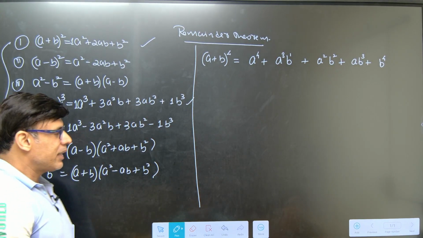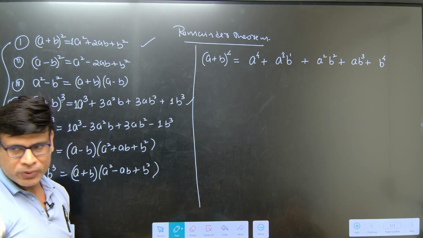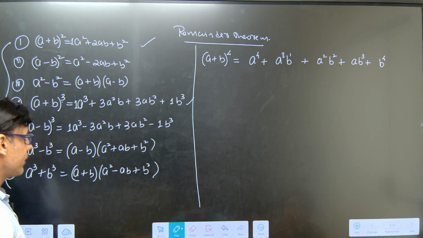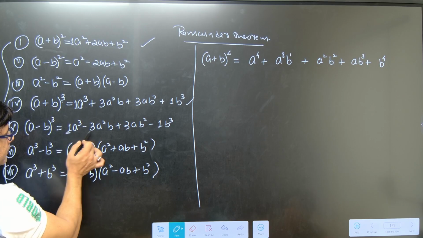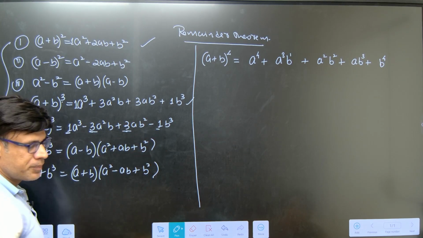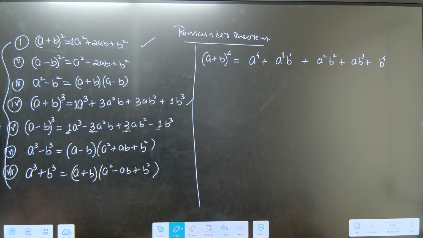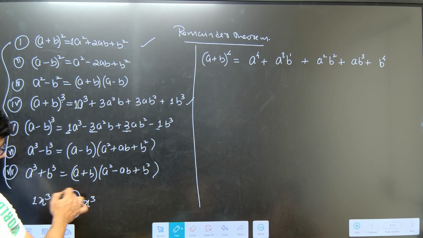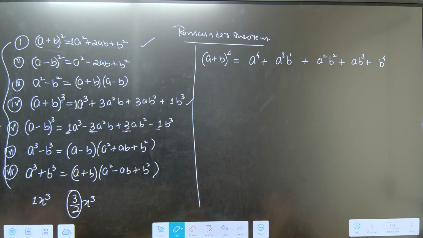When I say coefficient, now we have to focus on the coefficient also, right? The thing which is attached with variables, 1, 3, 3, 1. These are called coefficients. So if I write x cube, the coefficient is 1. If I write 3 by 2 x cube, the coefficient is 3 by 2. It is the number associated with the variable, right?